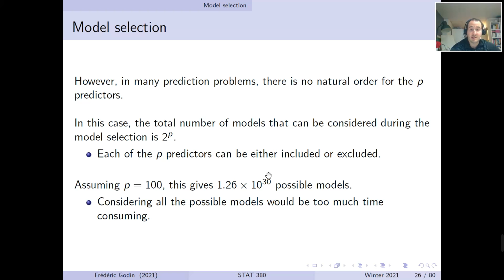Okay, so of course this is way too many models. You cannot train all of them because it would take too much time. It would take you like billions of years probably to compute the performance of all such models.